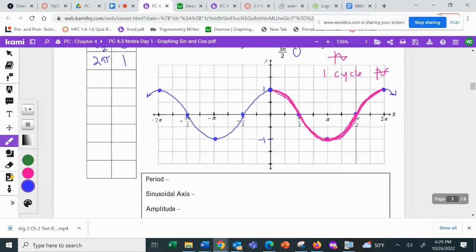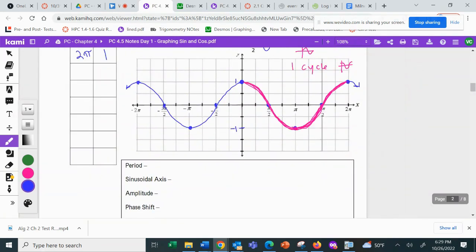The period, sinusoidal axis, amplitude, phase shift, those are all exactly the same for sine, for the parent function, as they were for cosine. So the period of the parent function is 2 pi. The sinusoidal axis, y equals 0. Amplitude is 1. Phase shift, we don't have one.